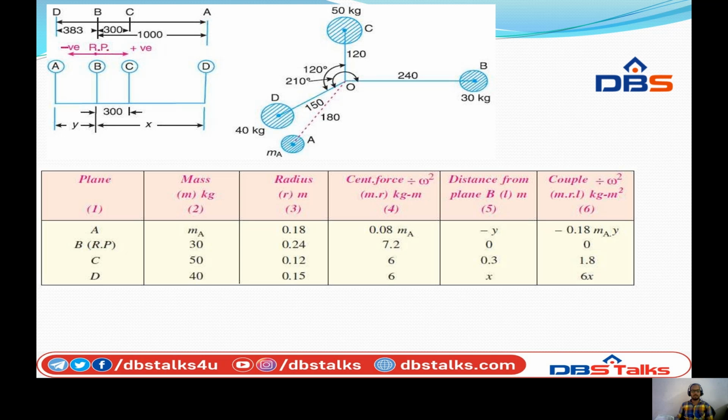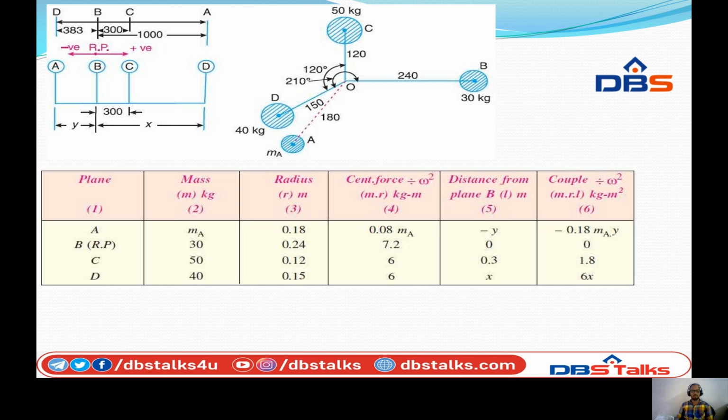So here they are not representing different planes. So don't add x, y as different planes by assuming. In the question itself, they are not giving any different axis planes. So we are giving only A, B, C, D. So here also in the table A, B, C, D. And reference plane is RP, that is B. Then mass of A is not given.